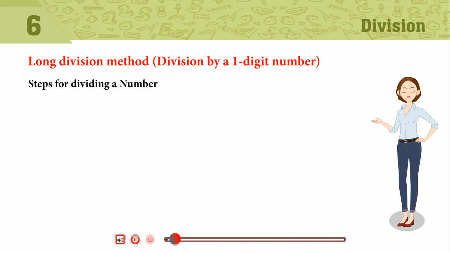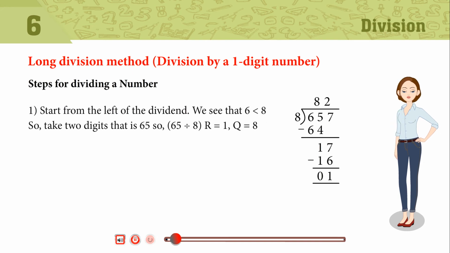Steps for dividing a number. Start from the left of the dividend. We see that 6 is smaller than 8, so take two digits, that is 65. So 65 divided by 8. Remainder is equal to 1. Quotient is equal to 8.